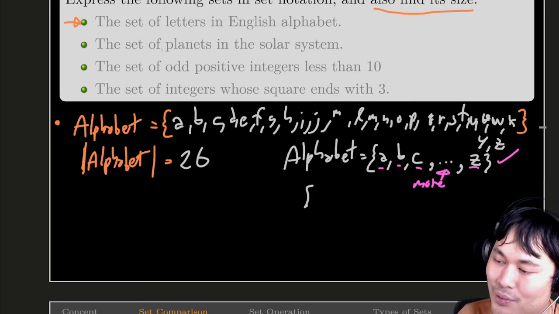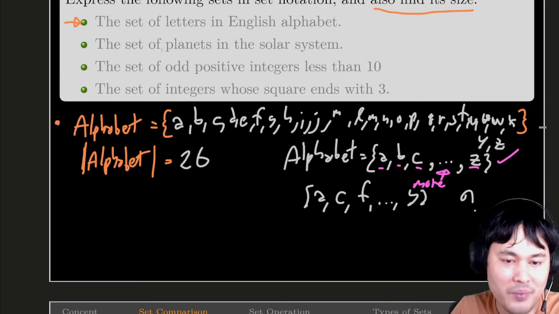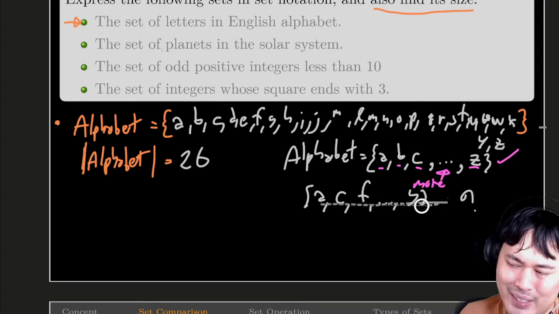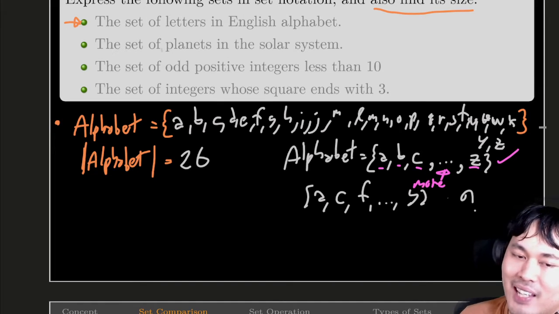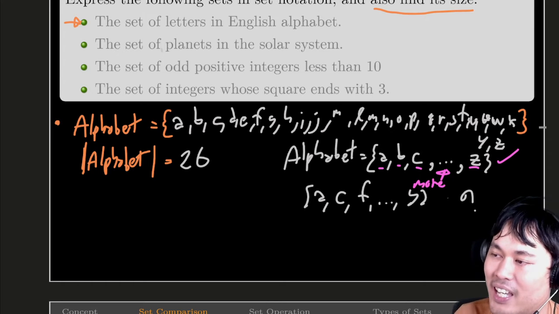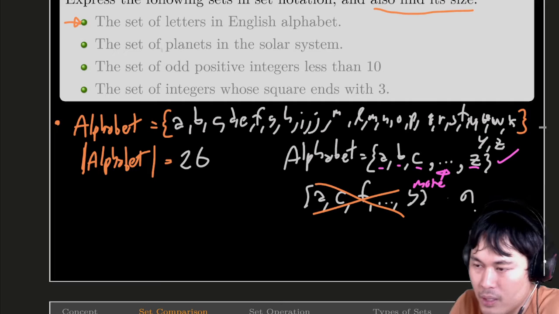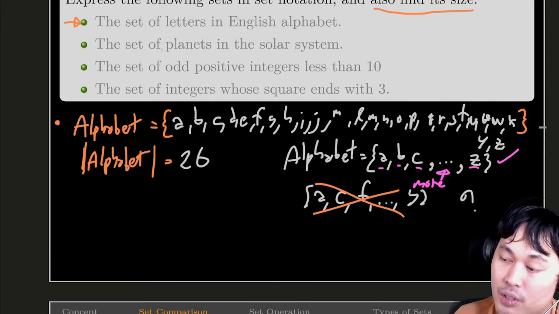For instance, if you write A, C, F, dots, and then Y, then nobody knows what you mean by that. Can you find any pattern between these 4 letters? I can't. Let me know if you can. It's going to be too random. So you can do that only if there's an easy way to fill in the blank.